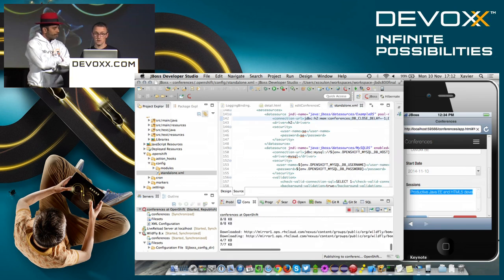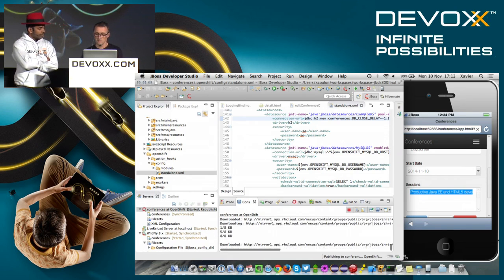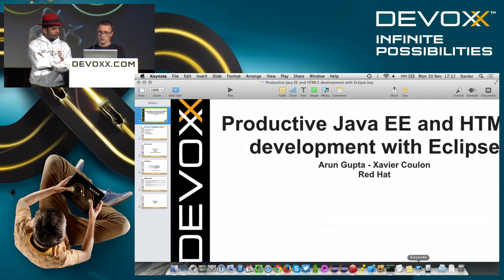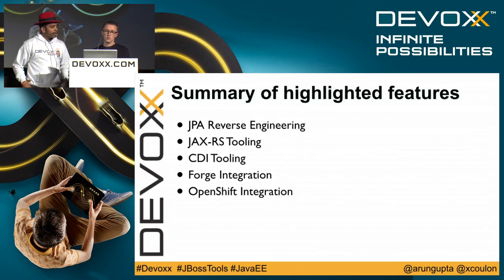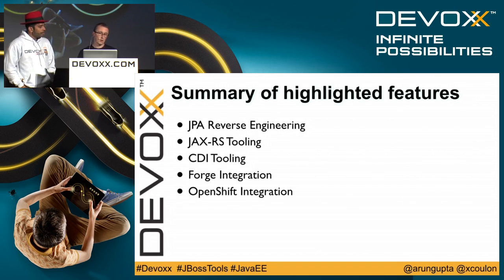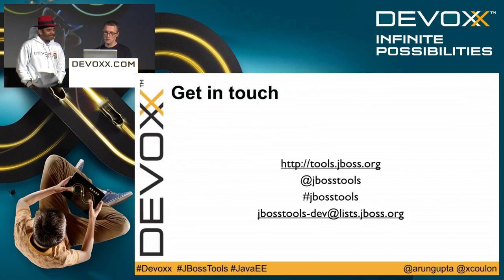Exactly. I think we should move back to the slide, and we can go back here later in a few seconds. So let's just have a conclusion, because we have only a few minutes left. What we showed you quickly was how we can do JPA reverse engineering. We have some JAX-RS tooling, some CDI tooling, Forge integration, and OpenShift integration. This was a very quick overview. We have much more behind, but it was a tools in action session, like 30 minutes.